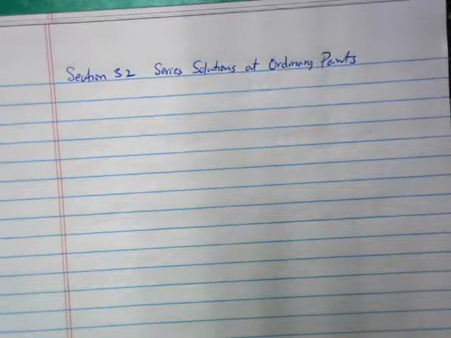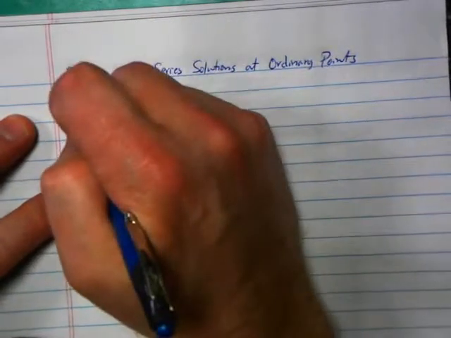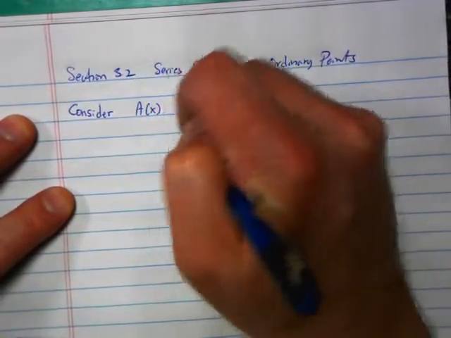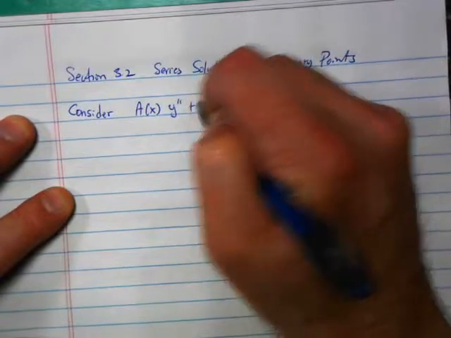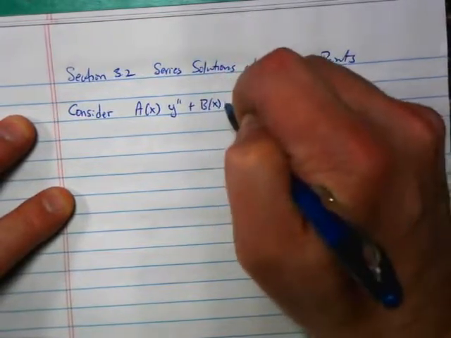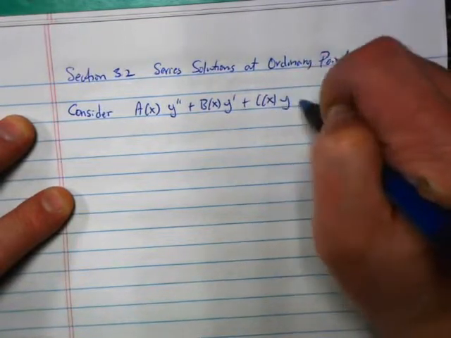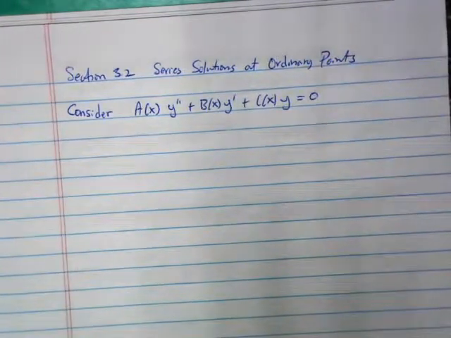Section 3.2, we're going to look at series solutions at ordinary points. What's an ordinary point? Well, consider a of x, y double prime, plus b of x, y prime, plus c of x, y equals 0. So assume we have some sort of second order differential equation.